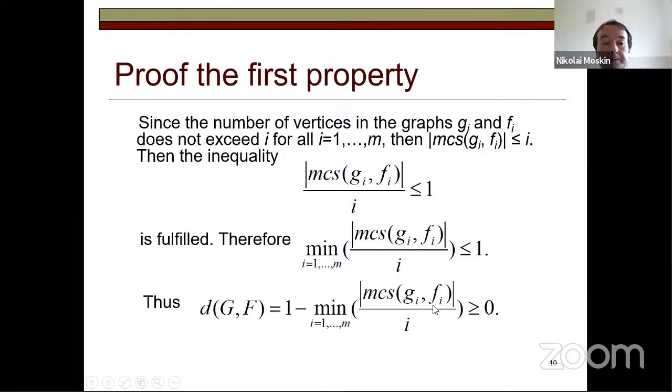Prove the first property. Since the number of vertices in the graphs Gi and Fi does not exceed i, for all i from 1, 2, and so on to m, then this inequality is fulfilled. Therefore, these inequalities are also fulfilled.